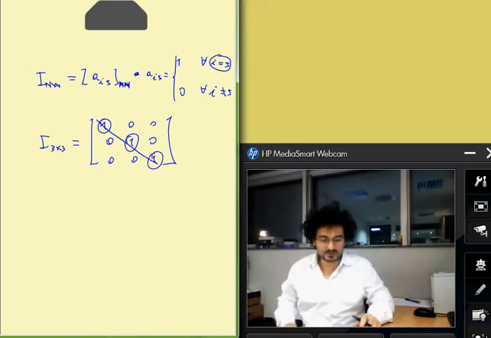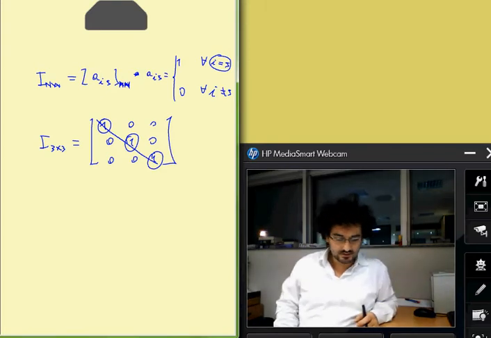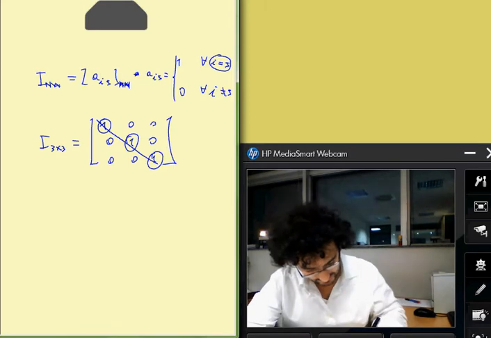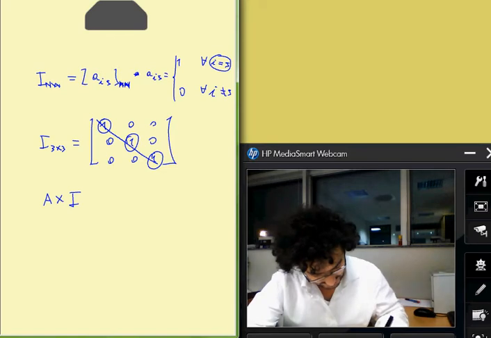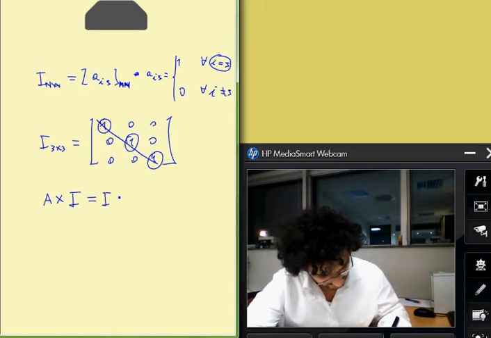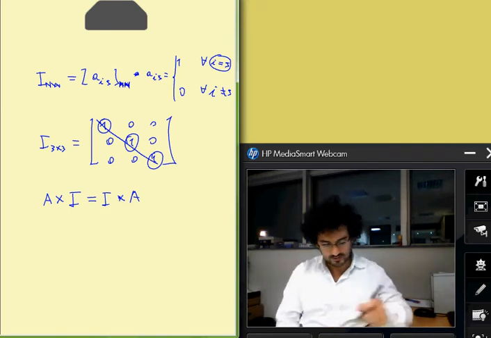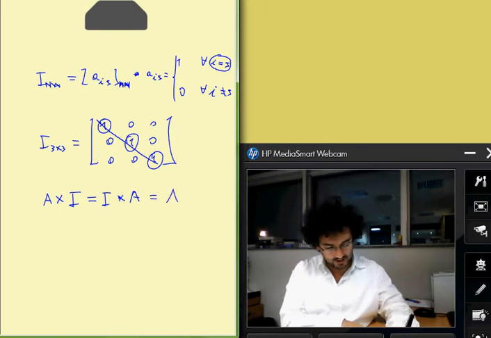Why is the identity matrix important? Because if we consider a matrix A multiplied by an identity matrix, this is equal to the identity matrix multiplied by matrix A, and we have seen that it's not true in general that A times B is equal to B times A, and this is equal to A.